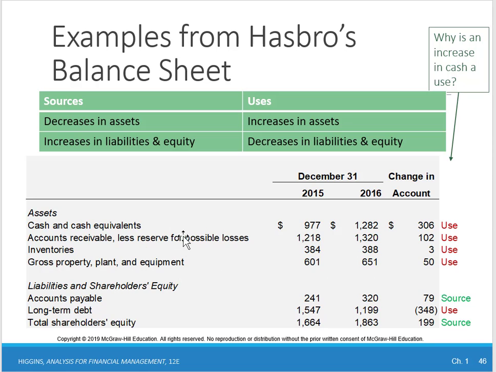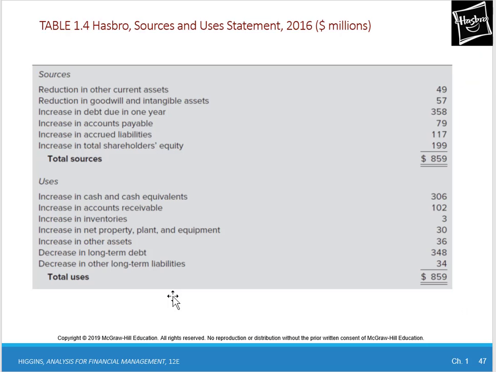So again, I always like to think about just one way. If you know if something is a use, if it's not that, it's a source. So in this case, if assets go up, that is a use. If liabilities and shareholder equities go down, that is a use. So again, the basic analysis here is just for us to be able to see and recognize sources and uses.